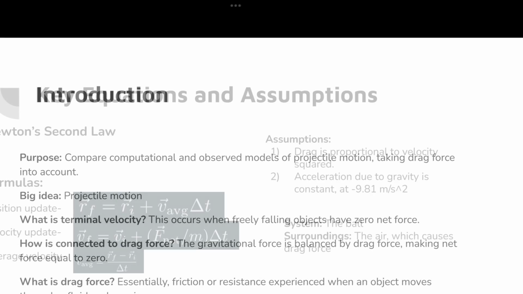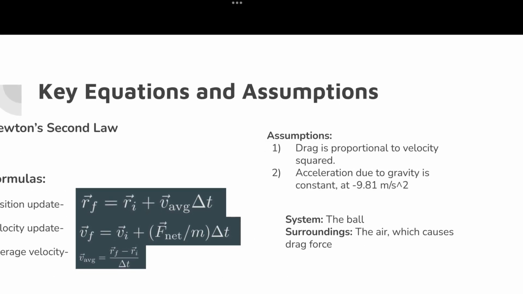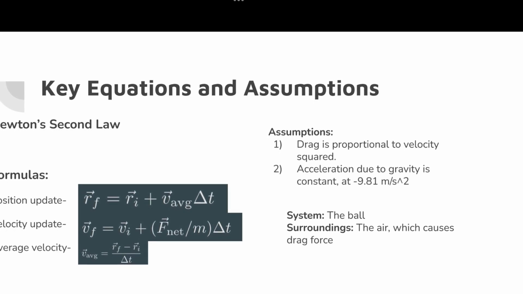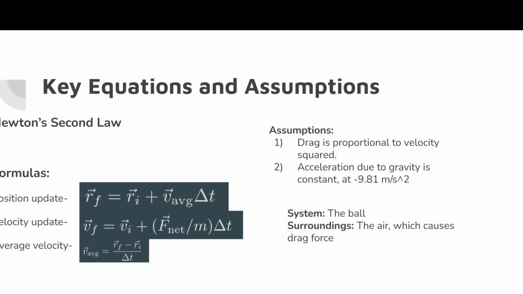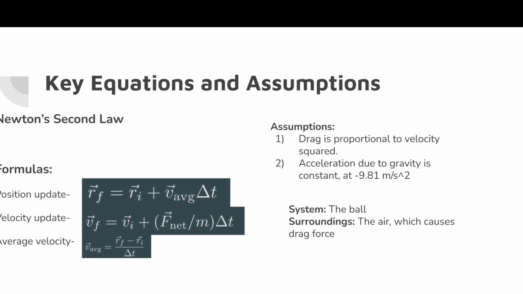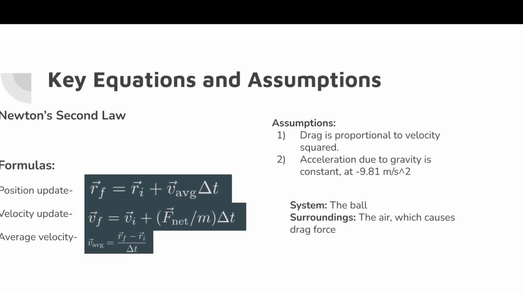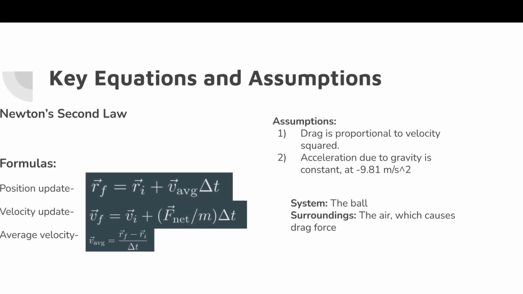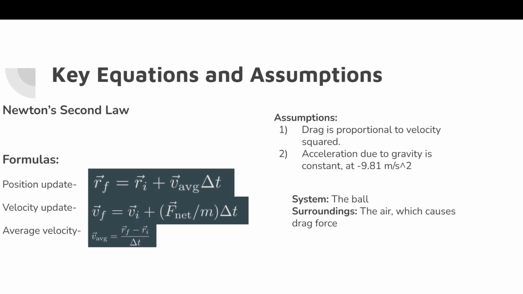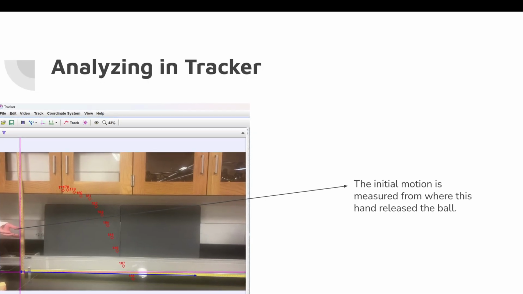Some key equations. We have our position update, velocity update, and average velocity. These were used last time, but they apply for both just kinematics and projectile motion. Some assumptions are that drag force is proportional to velocity squared, acceleration due to gravity is constant, and it's always going to be negative 9.81 meters per second squared. And then for our systems and surroundings, the system is the ball and the surroundings is the air, which is causing the drag force.